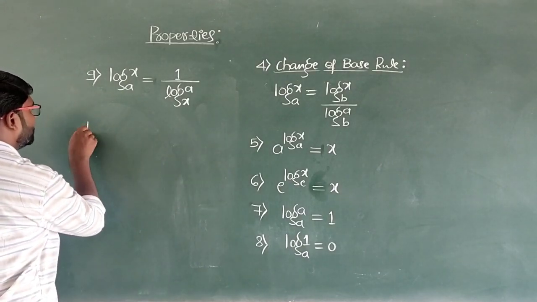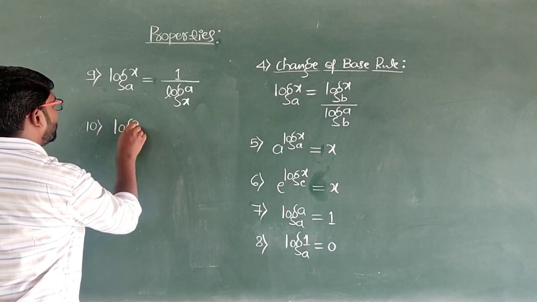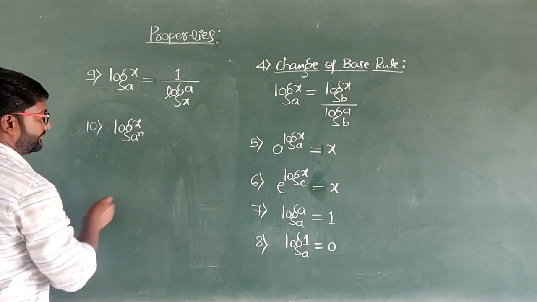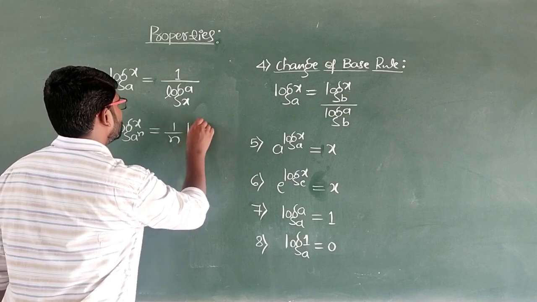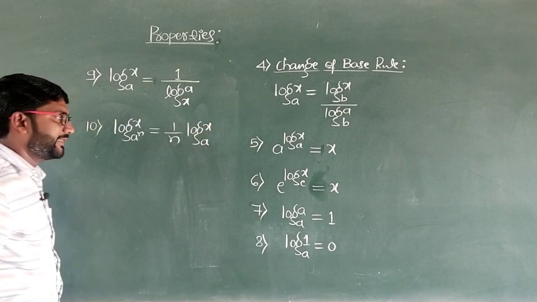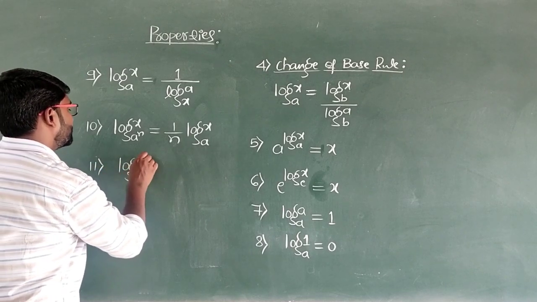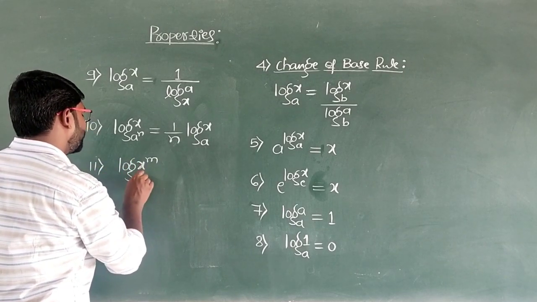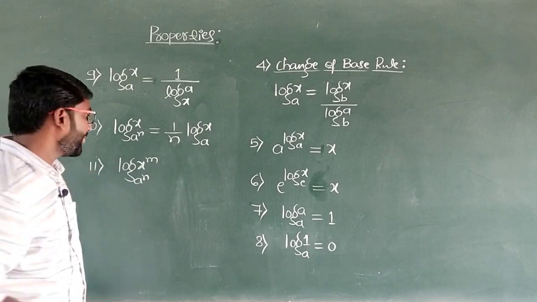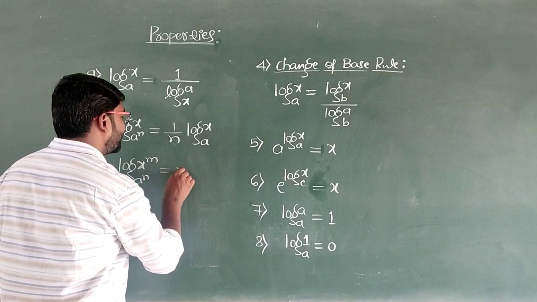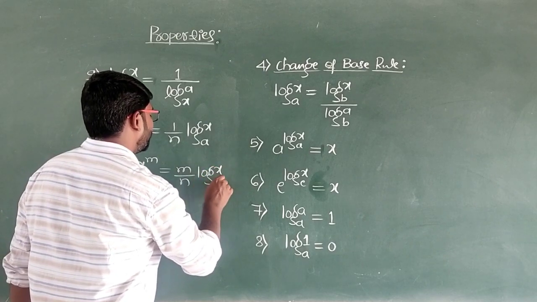Then the 10th one, log x to the base a to the power n can be written as 1 by n log x to the base a. Then the 11th property, log x to the power m to the base a to the power n can be written as m by n into log x to the base a.